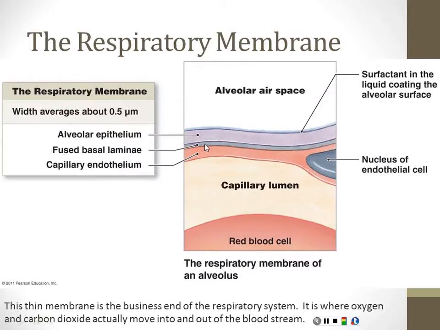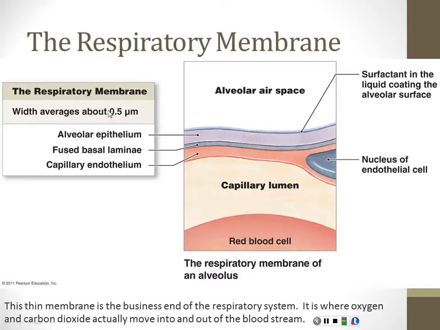Then we have a basement membrane. Remember, all epithelia sit on this sheet. In the lungs, the sheet is fused between the type 1 pneumocyte and the capillary wall cell. So we have this thin sheet, basal lamina, basal membrane. Here is our capillary endothelial cell, also a squamous epithelial cell, also very, very thin. So that's it. That's all that sits between air and blood.